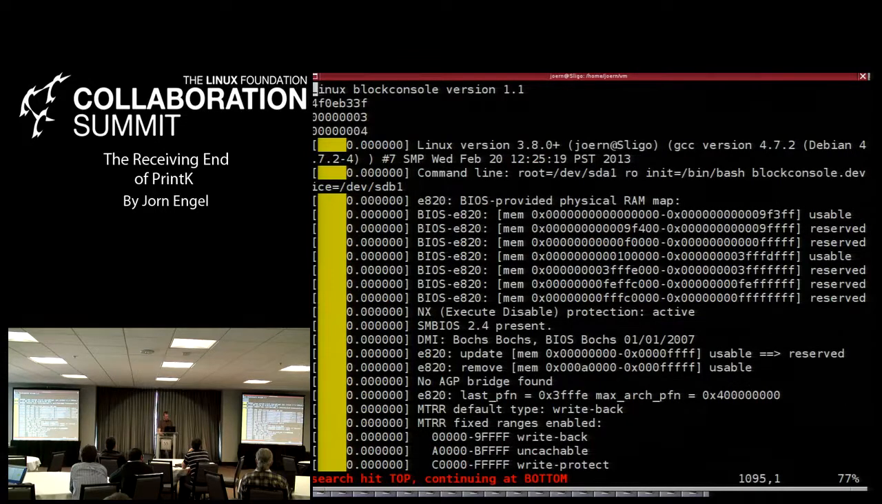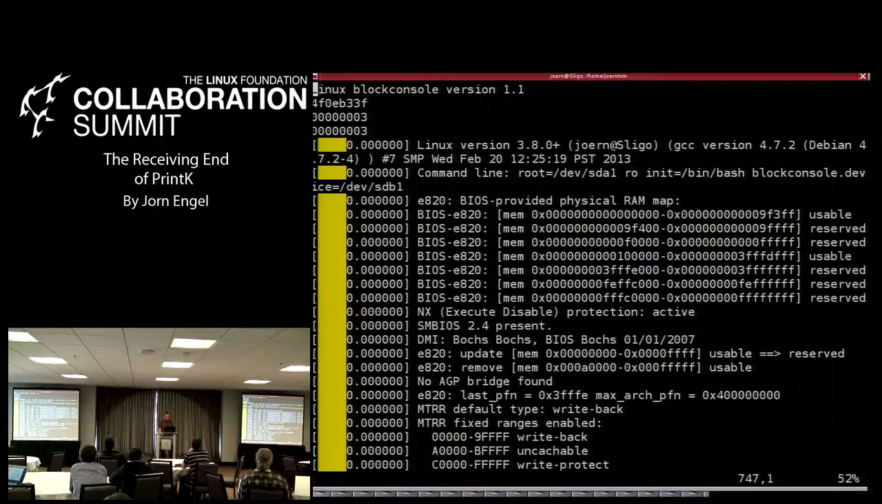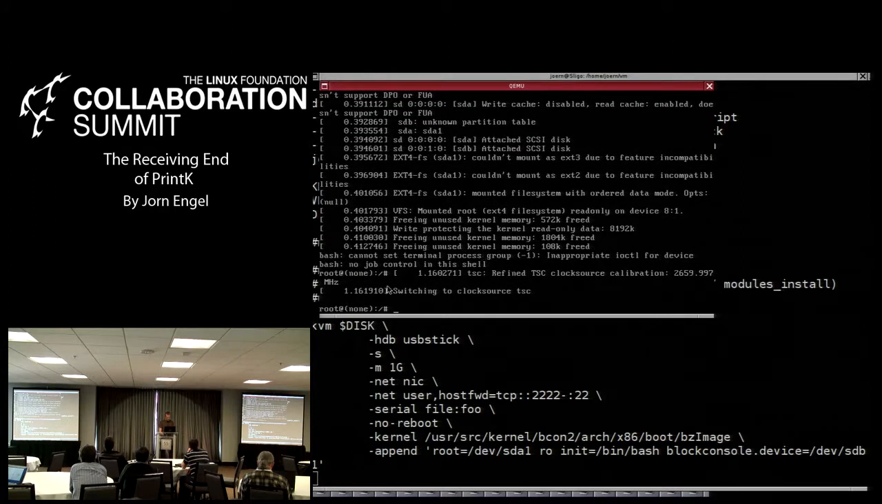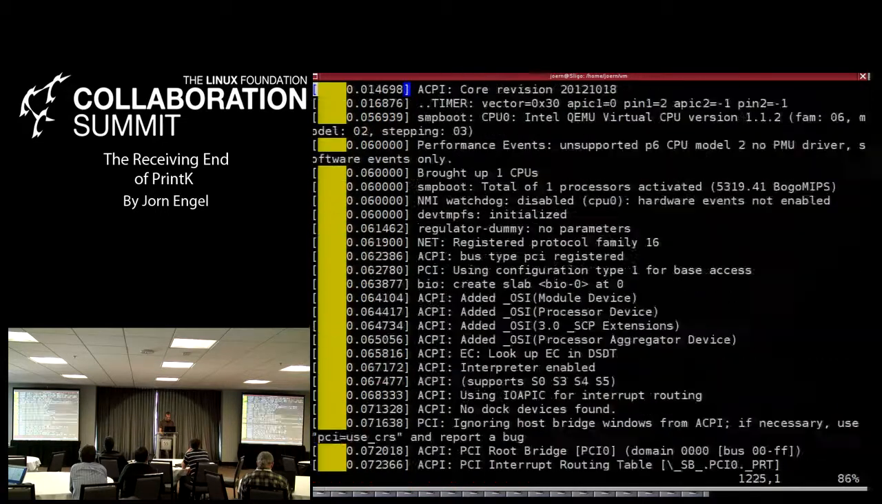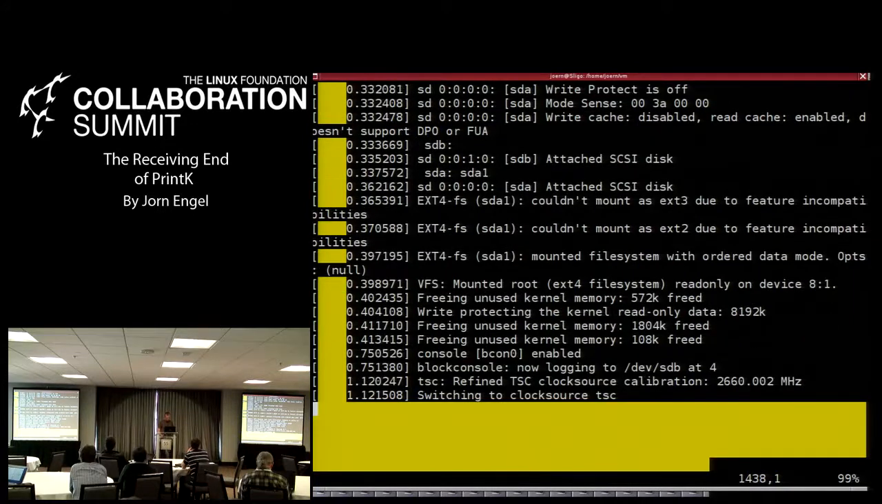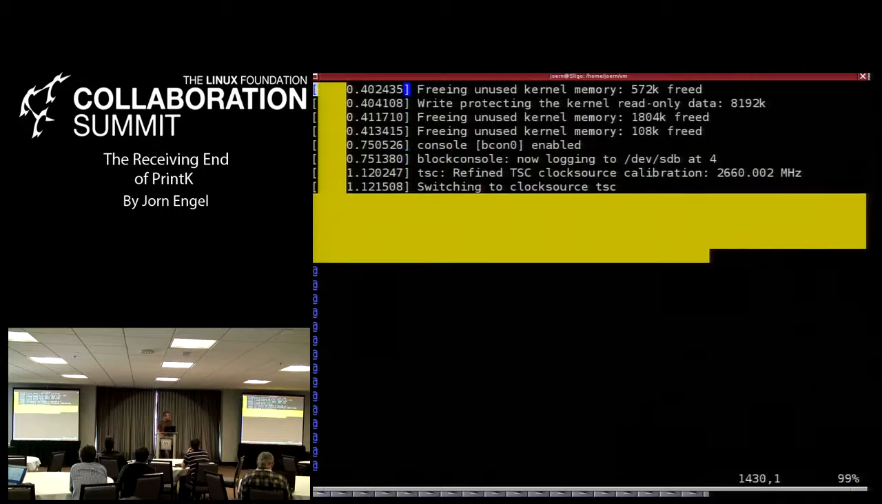And the beginning always looks fairly identical. Actually, this seems to be the current one. If I go to the VM, do I find this line? 116 switching to TSC. Yes, no, I don't find it. Oh, demo effect. But one thing you do see is all of this yellow is actually white space.